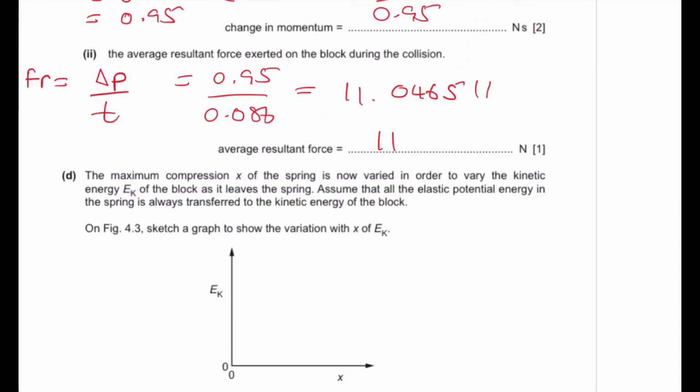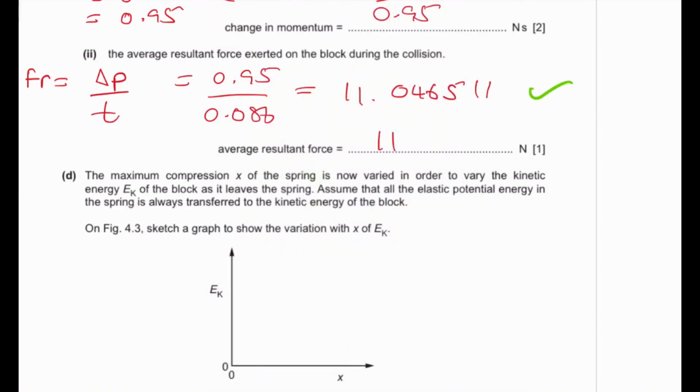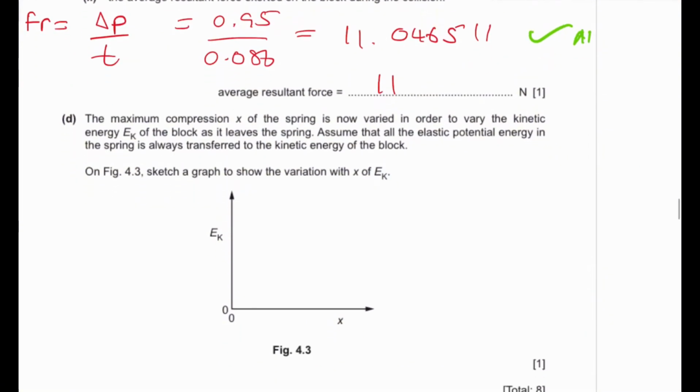So what are the marking points here? The marking point is for you calculating your resultant force. It's only one mark, guys. So the marking point is only for calculating your particular resultant force, and you'll be able to get your mark. Okay, moving on to the next point.